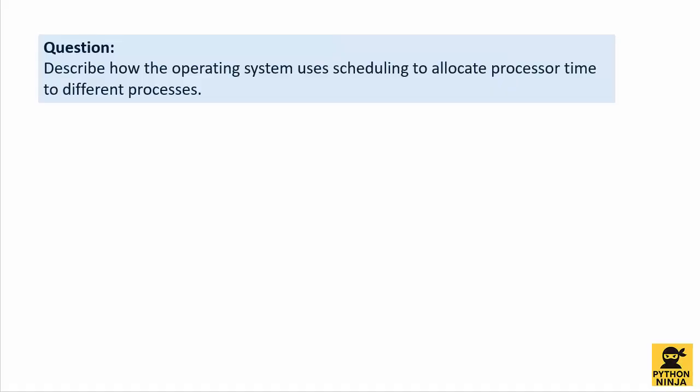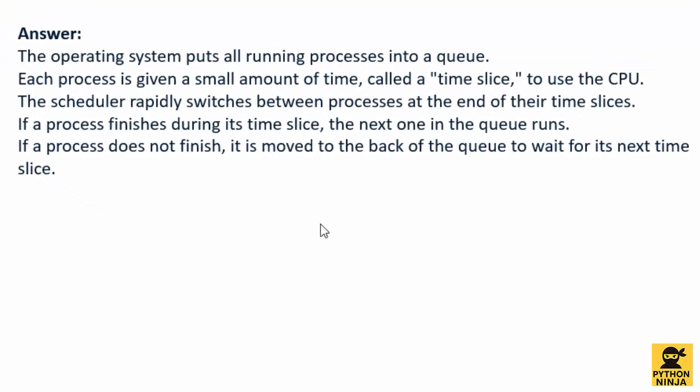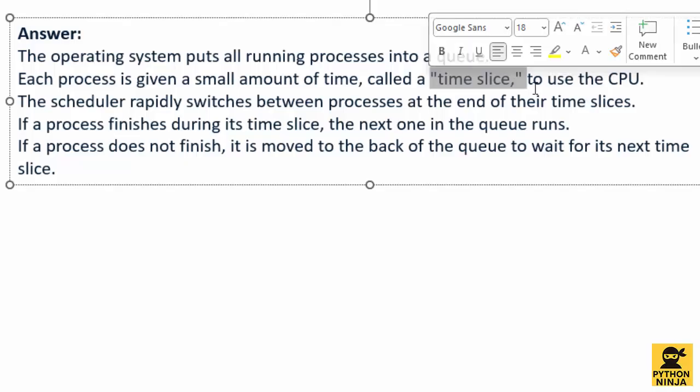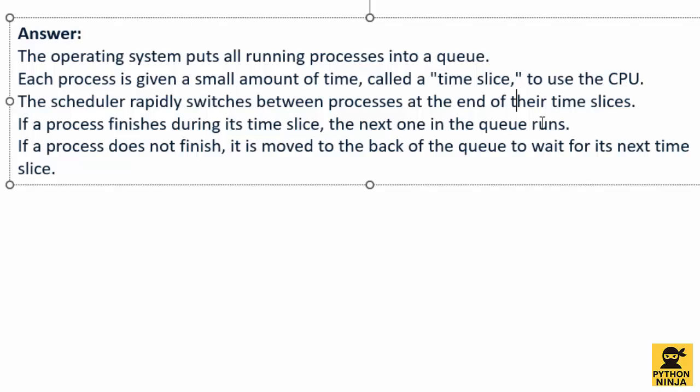Okay, so finally, let's look at the answer to this question. How does the operating system schedule processor time to different processes? Well, they all go into a queue, and each process is given a small amount of time called a time slice. Remember, a CPU is running at billions of instructions a second. A 1 gigahertz processor can process 1 billion instructions per second. So a time slice is a tiny amount of time that is allocated to a process.